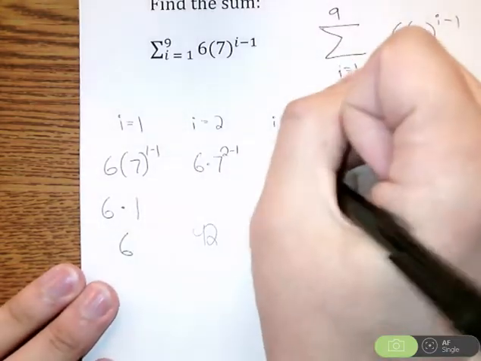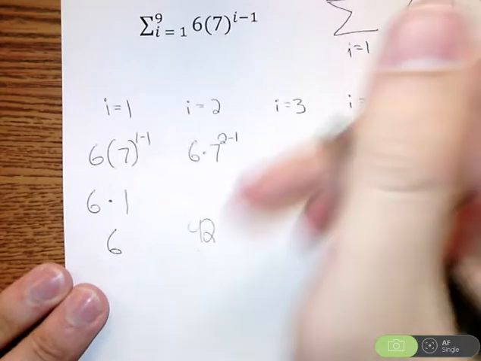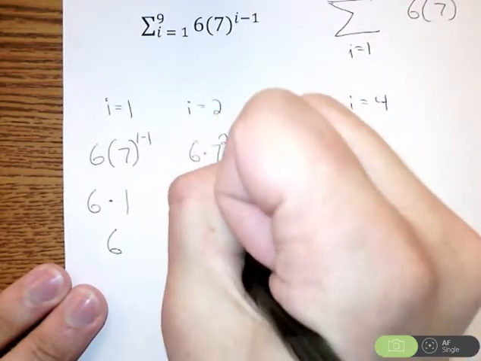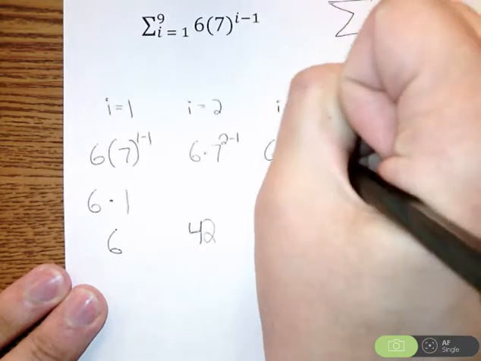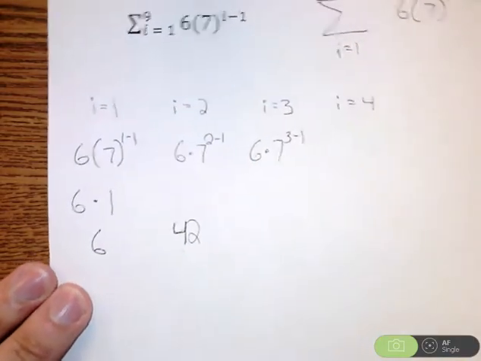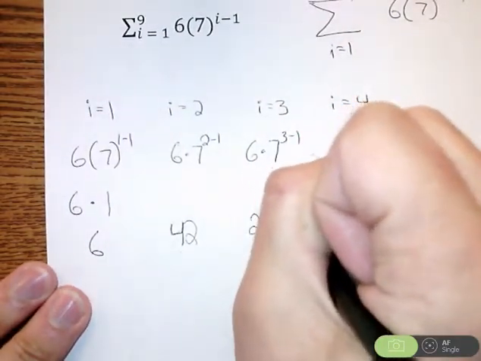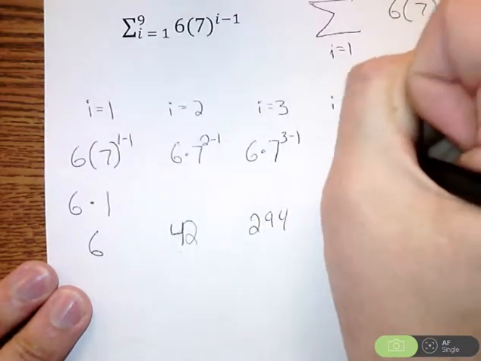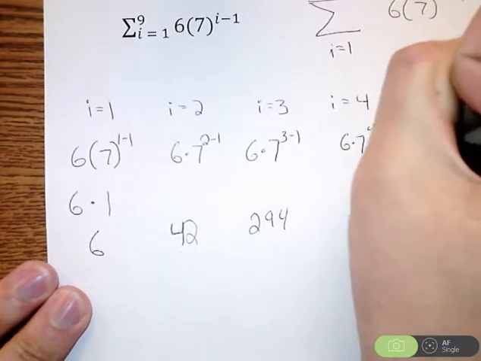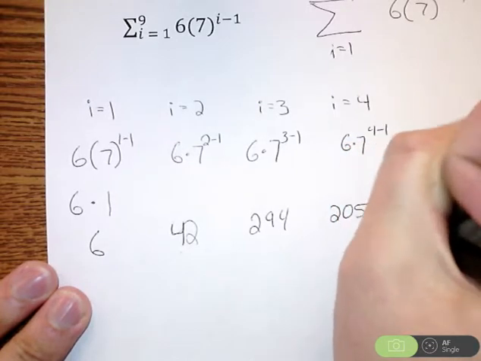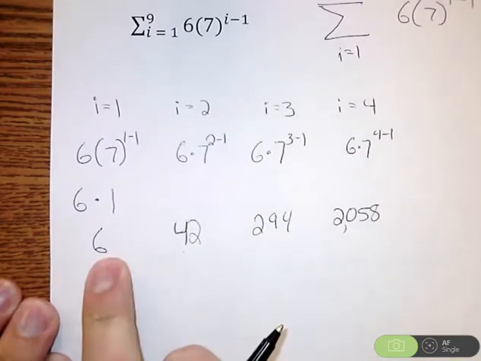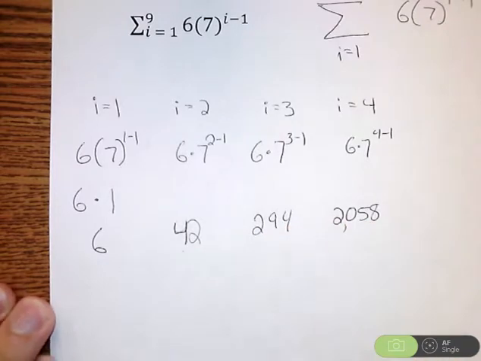And then you go and find the third term. We're going to have 6 times 7 to the 3 minus 1. When you do that in the calculator, you're going to get 294. And then if you want to find the fourth term, 6 times 7 to the 4 minus 1, you're going to get 2,058. So that's my first term, second term, third term, fourth term.